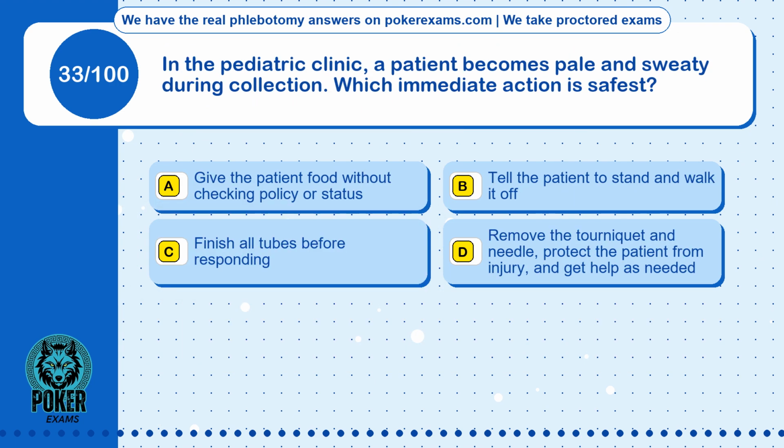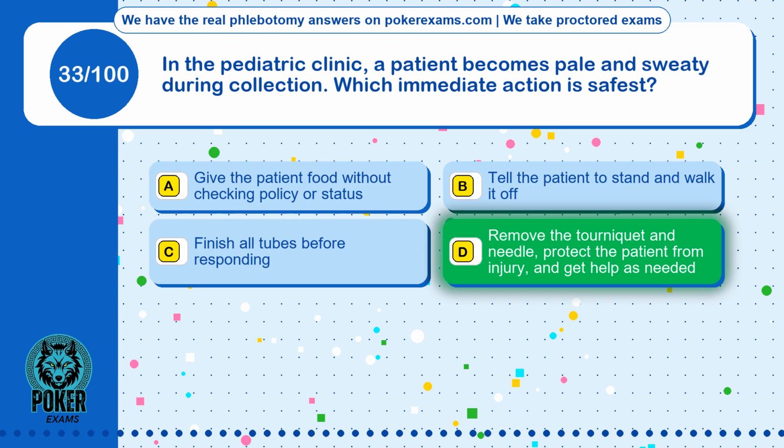Question 33. In the pediatric clinic, a patient becomes pale and sweaty during collection. Which immediate action is safest? Option A. Give the patient food without checking policy or status. Option B. Tell the patient to stand and walk it off. Option C. Finish all tubes before responding. Option D. Remove the tourniquet and needle, protect the patient from injury, and get help as needed.